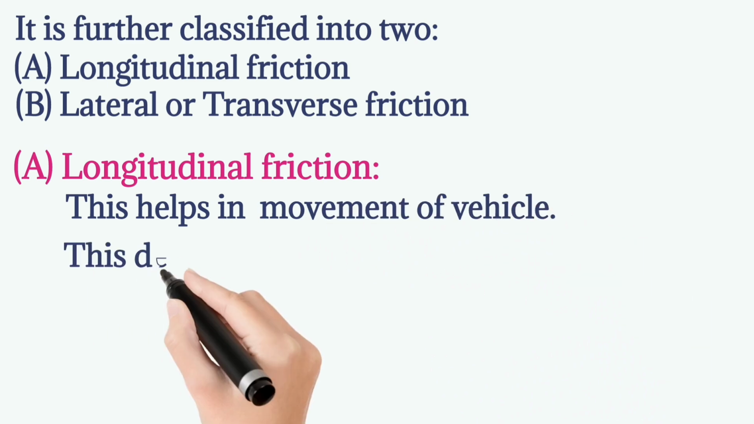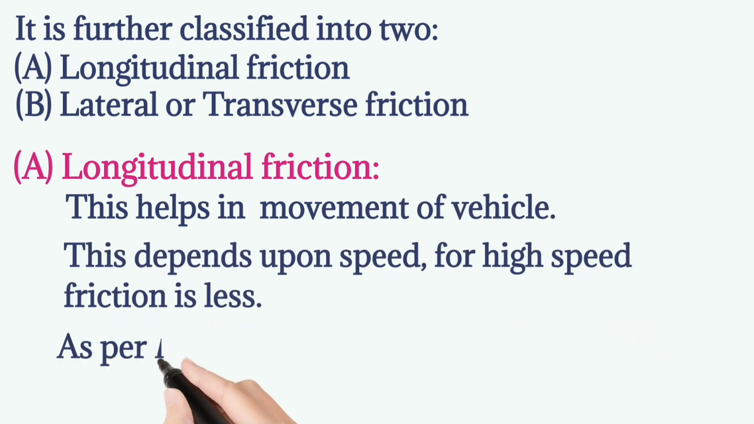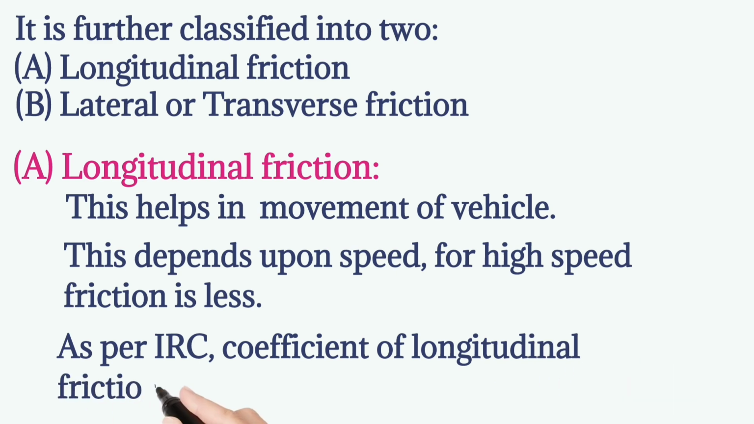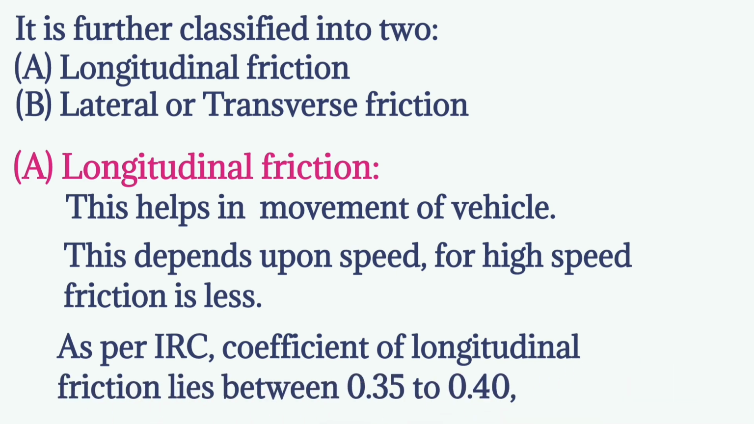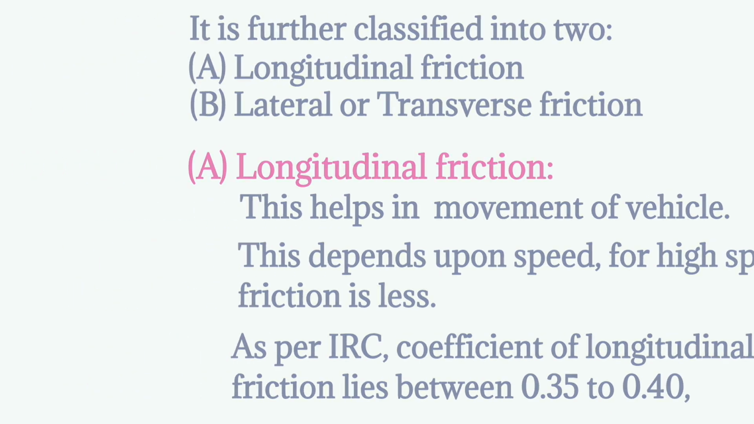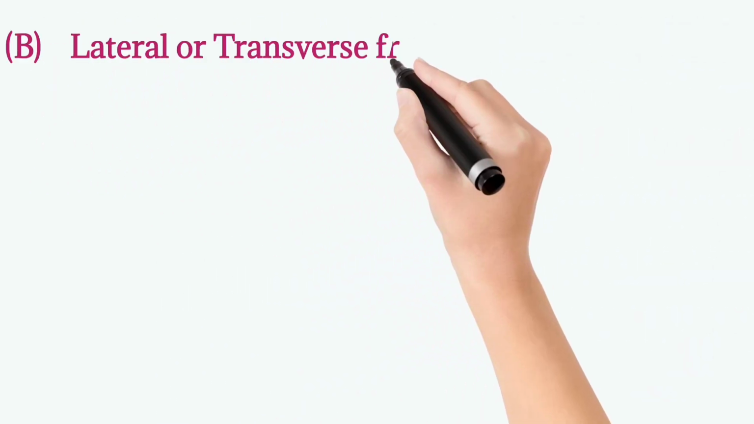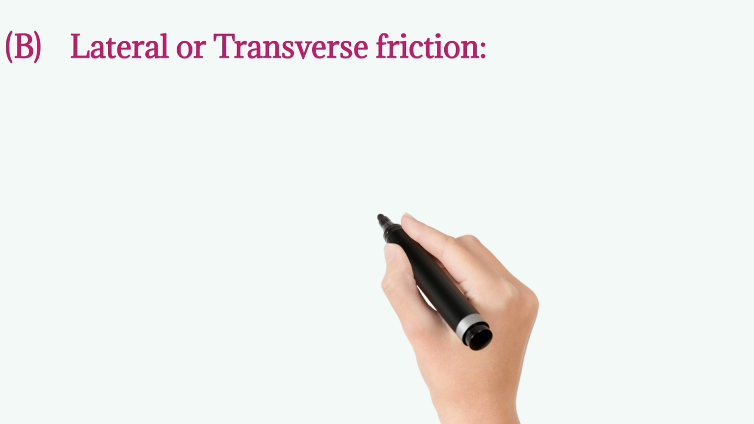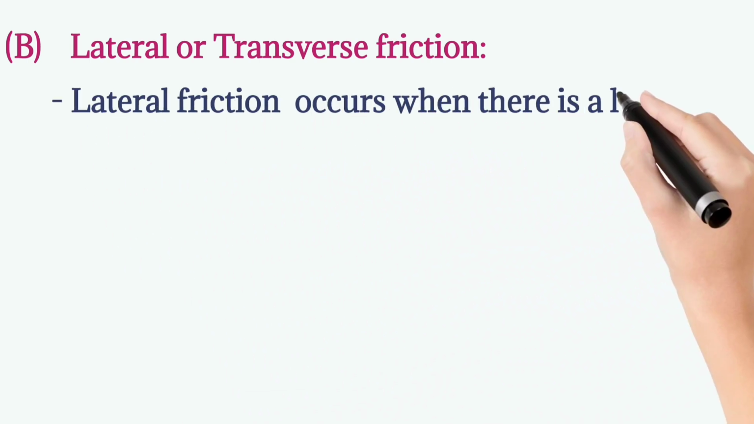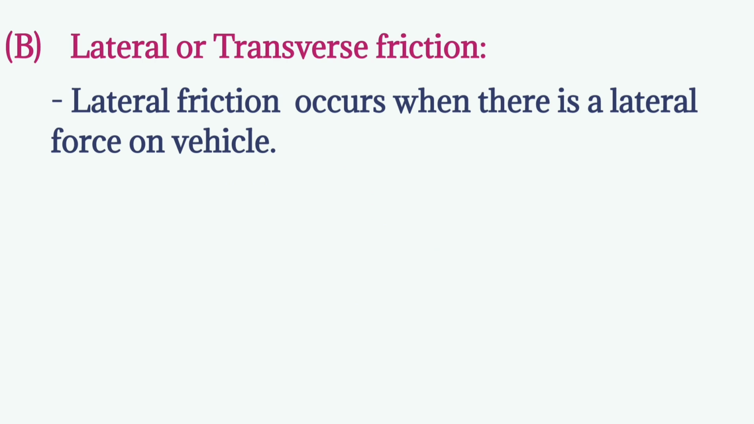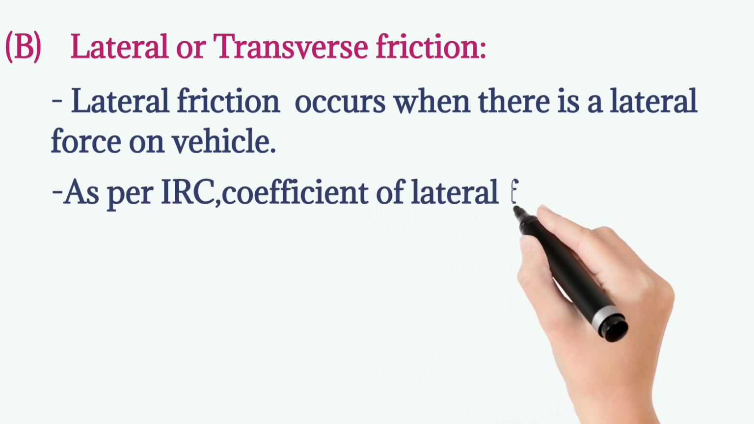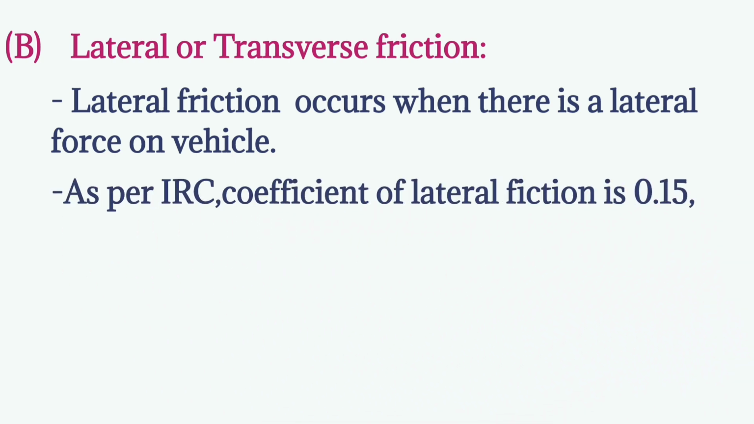Longitudinal friction helps in movement of vehicle. This depends upon speed. For high speed, friction is less. As per IRC, coefficient of longitudinal friction lies between 0.35 to 0.4. Lateral or transverse friction occurs when there is a lateral force on vehicle. The value of lateral or transverse friction is, as per IRC, 0.15.